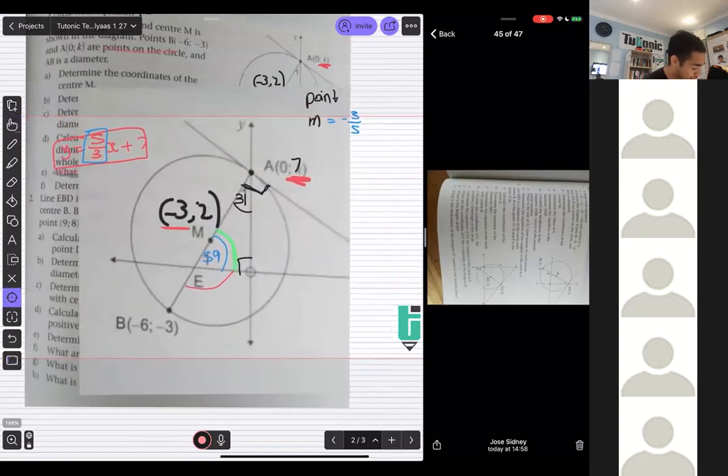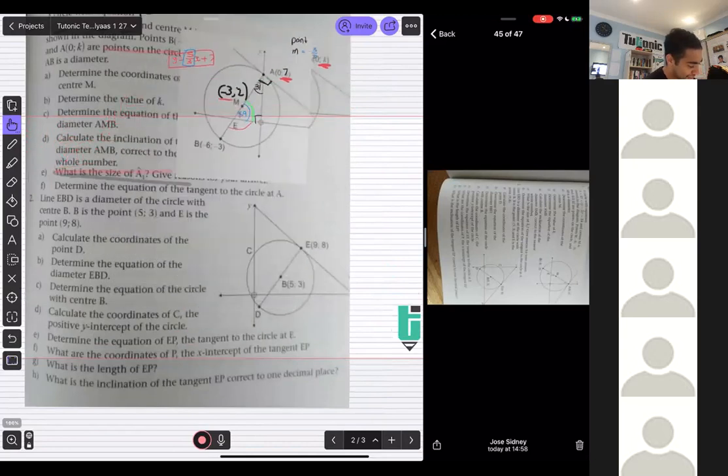How did you know that so quickly? Because this is the y-intercept, right? So you could just add 7. You don't need to use the point, you've got C already, so you don't have to do that whole y minus y1 thing.